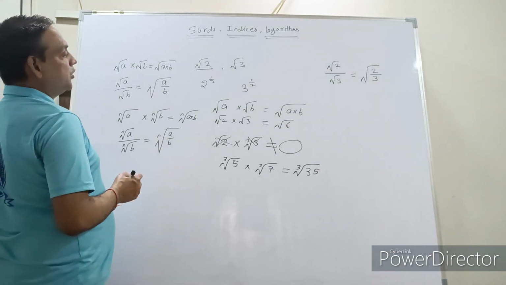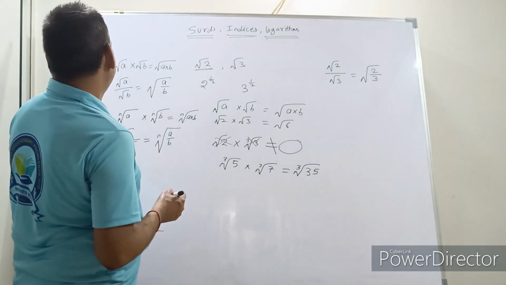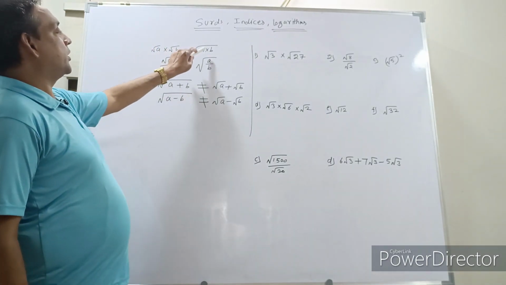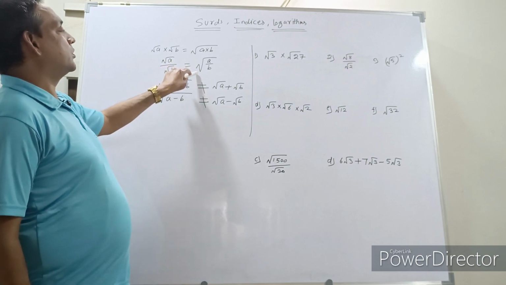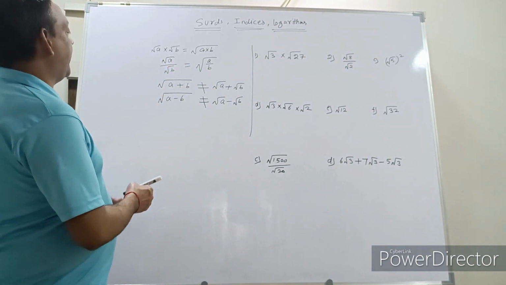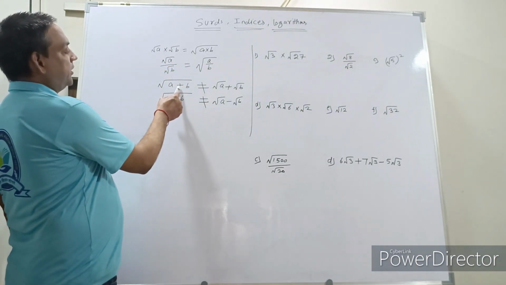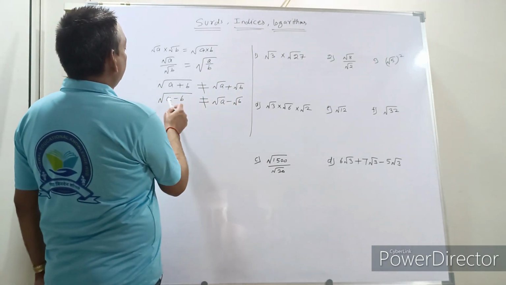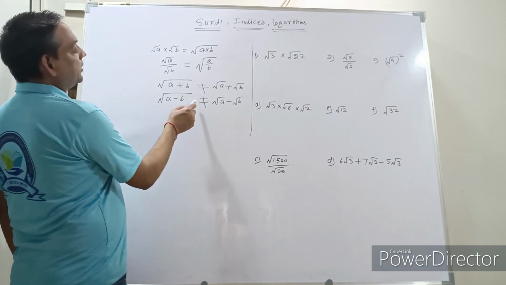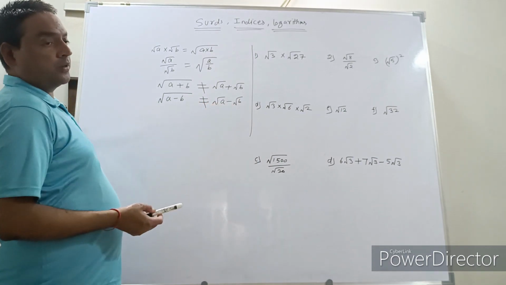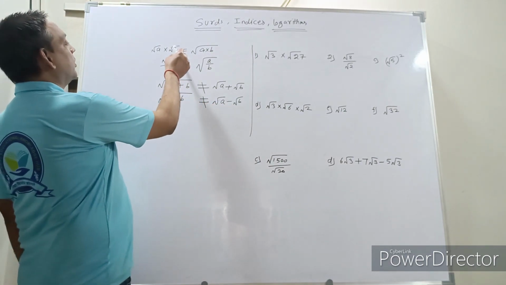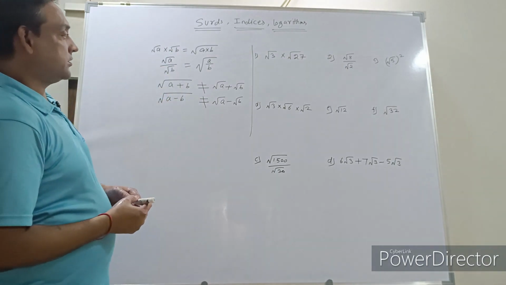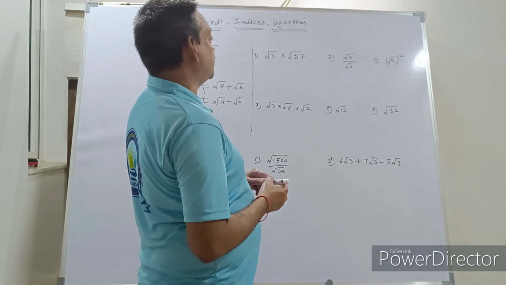Okay, now let's do few sums based on this, then we'll go ahead. So root a into root b is root ab, and root a upon root b is root of a upon b. But if it is plus given, root of a plus b is not equal to root a plus root b, and root of a minus b is not equal to root a minus root b. So this formula only works for multiplication and division, not for addition and subtraction. Now let's do few sums.